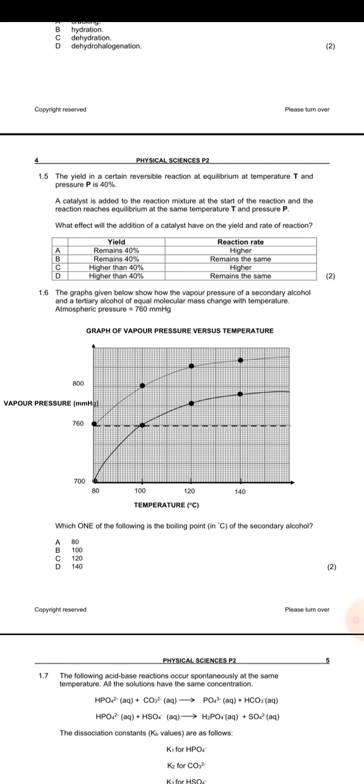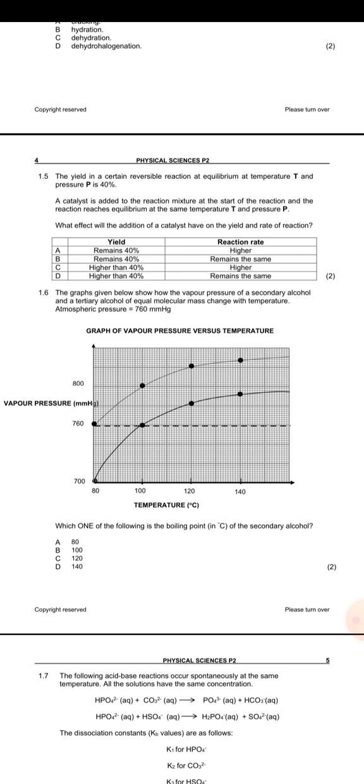So now we know that B and D are wrong. So the only options left are A and C. Then you observe what is different between A and C. In A, they said it remains 40%. In C, they said it is higher than 40%.